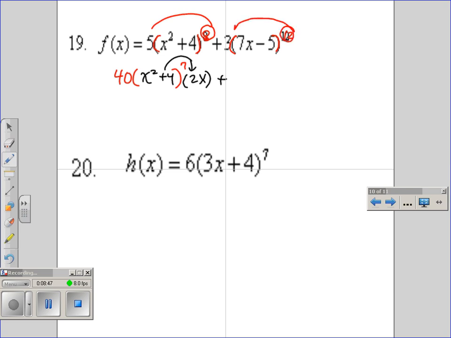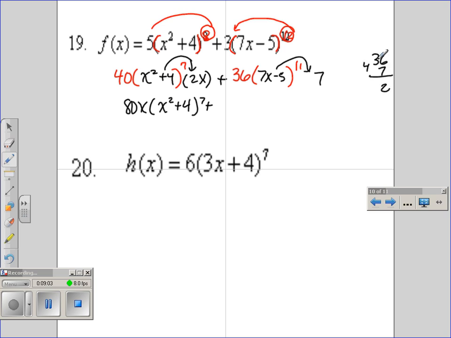12 times the 3 gives us 36. Lower the 12 by 1, so you have 11. Don't chew the chocolate, and then times 7. So we get 80x times x squared plus 4 to the 7th plus 36 times 7, what is that? 252. 7x minus 5 to the 11th. Here's our derivative.